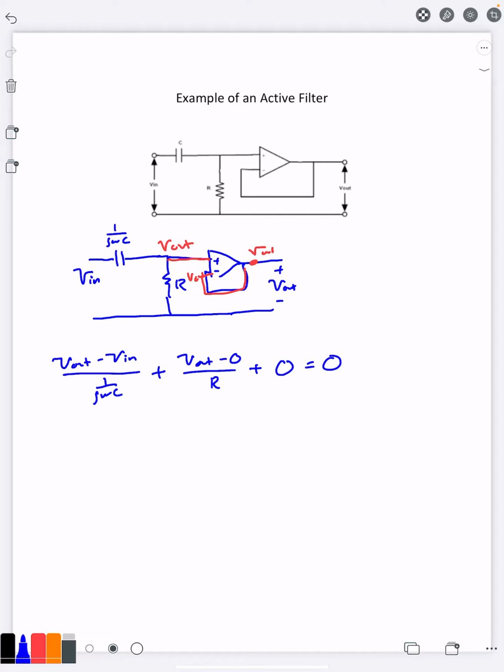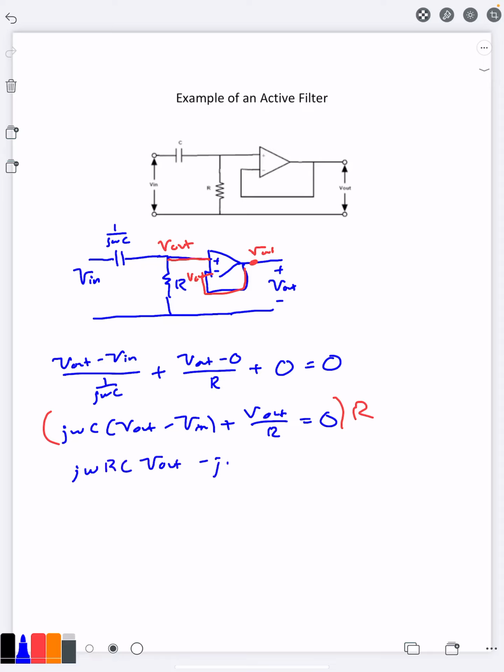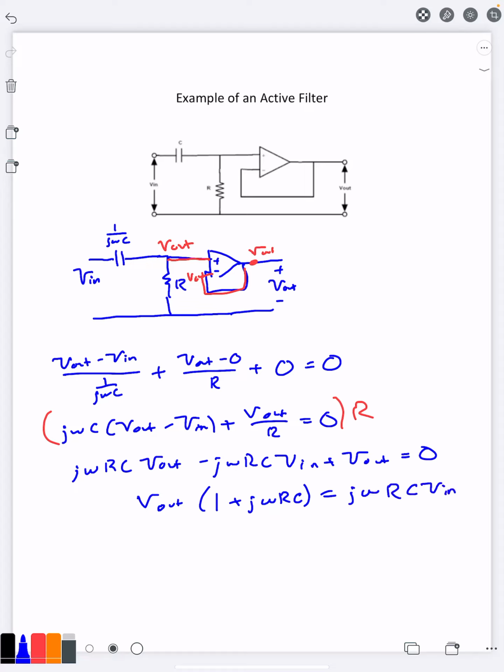Now on this one, since we have a 1 over j omega C in the denominator, if you move it to the top, it's just regular j omega C. And then if I want to get rid of the fraction here, I can multiply everything through by R as well. And I have j omega RC V out minus j omega RC V in plus V out equals 0. Go ahead and factor the V out on the left side. It would be 1 plus j omega RC. The other term on the right side, j omega RC V in.